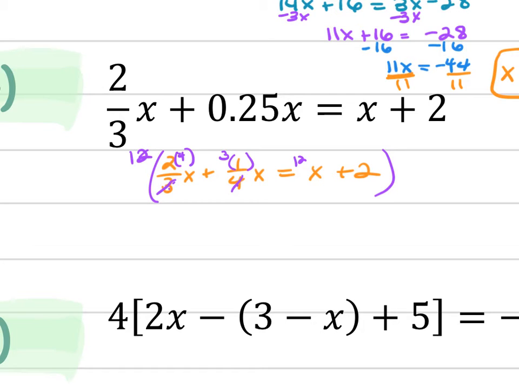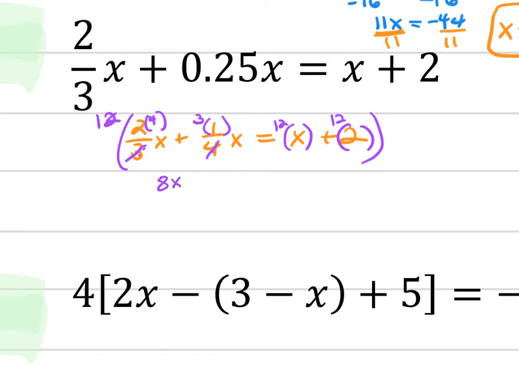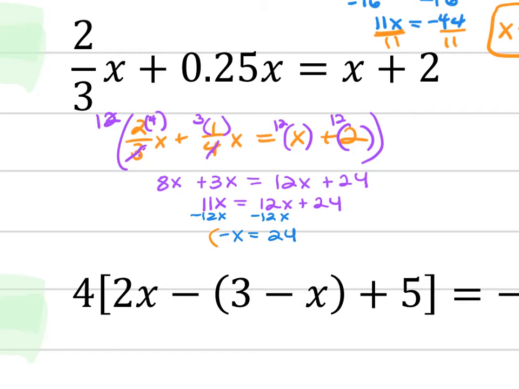12 also has to get multiplied by the x and by the 2. So do not forget to carry that number across the equal sign. That's one of the most common mistakes made with this stuff. So I would get 8x plus 3x equals 12x plus 24. 11x equals 12x plus 24. This time I have to move it, making it negative. Negative x equals 24. Multiply by negative 1 or divide by negative 1. And x equals negative 24.